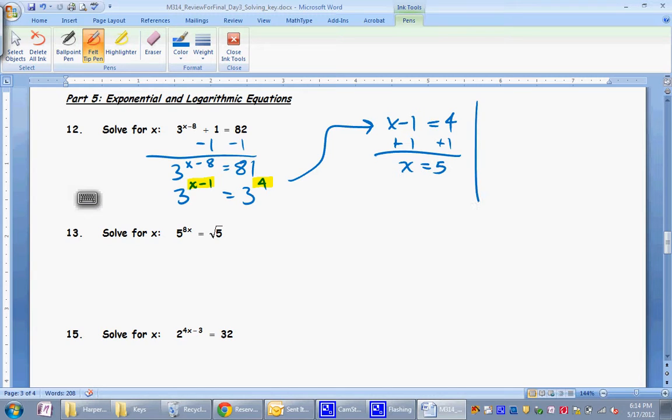Let me show you the other way instead of just talking about it. 3 to the x minus 8 equals 81. I can write this as log base 3 of 81 is equal to x minus 8. And if you do log base 3 of 81 in your calculator, you get 4. So, a little bit worried here. Looks like I must have had something wrong.